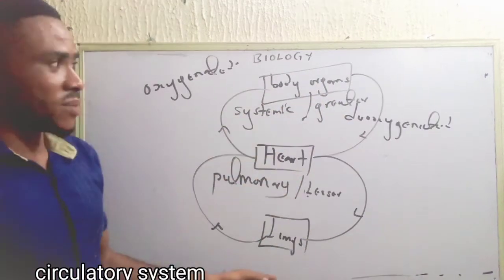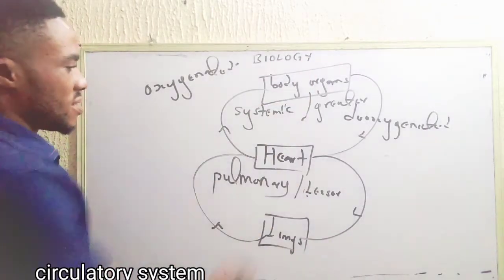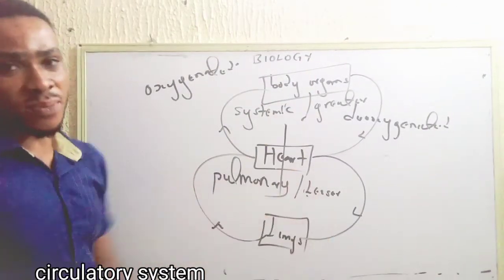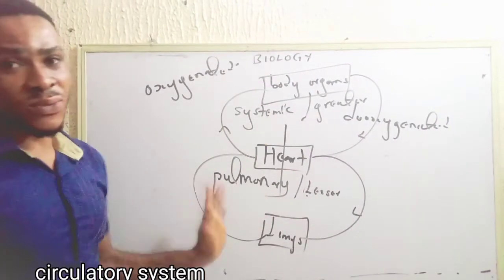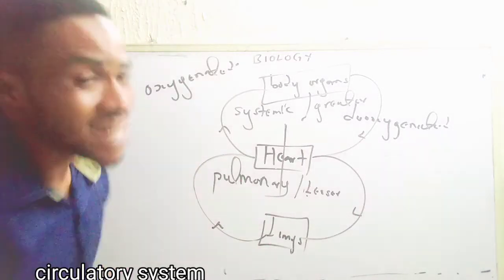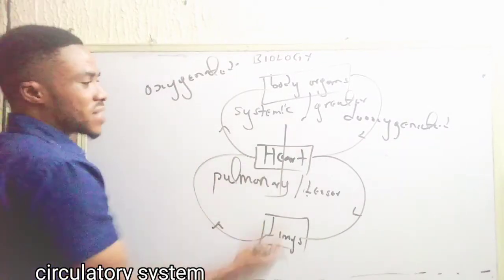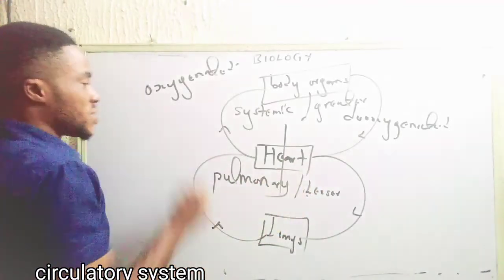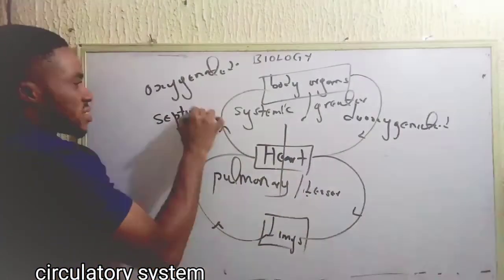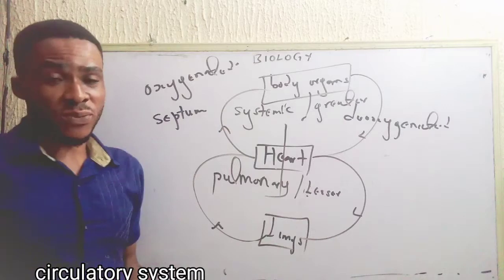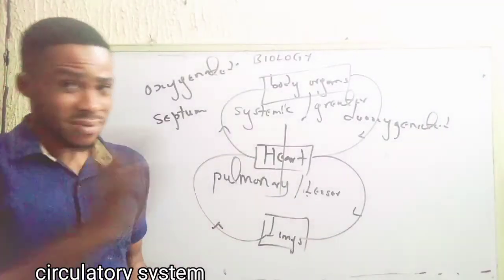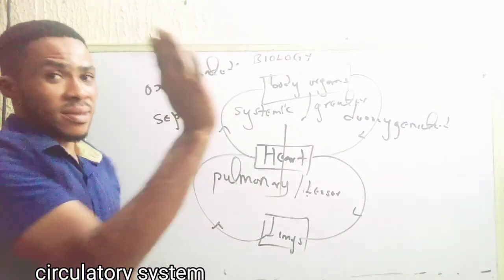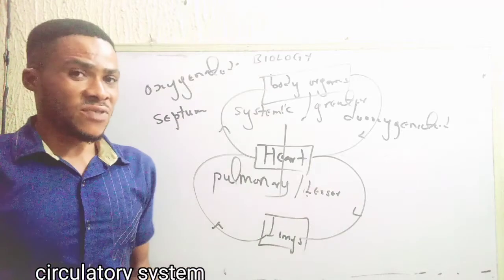In this heart, part of it is carrying deoxygenated blood, while the other part is carrying oxygenated blood, and they don't mix in the heart. This compartment that divides the heart into two, preventing them from mixing, is known as the septum. That is what prevents the blood from mixing together. It divides the heart into the right part and the left part.